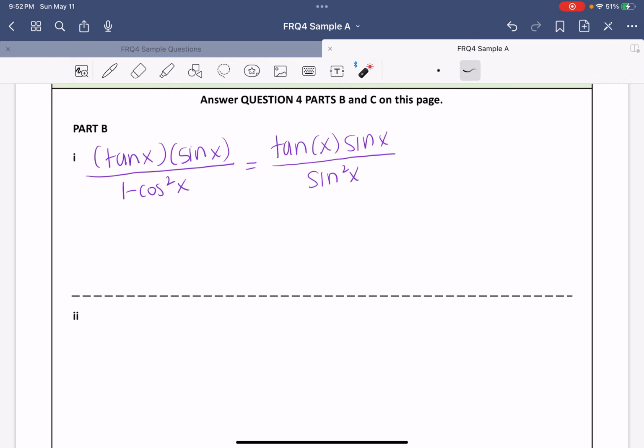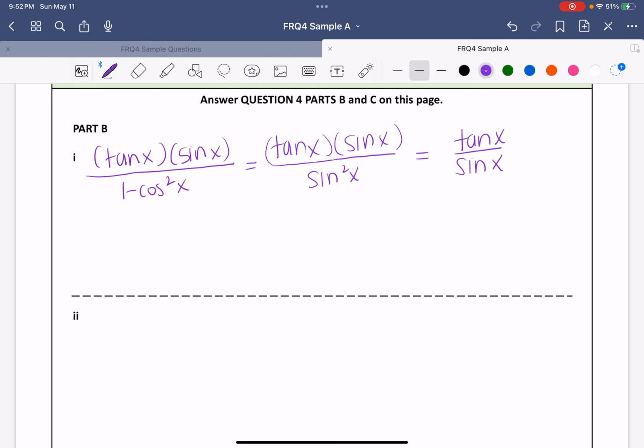Which now hopefully we can see. Sorry, I did my notation all kinds of weird. We should match what they did. Okay, but now we can see that there's sine at the bottom and on the top. So we can cancel out, but not the entire thing because the bottom is squared and this one's not. So we're only going to cancel out one of them. So this would be tan x over sine x, no longer squared.